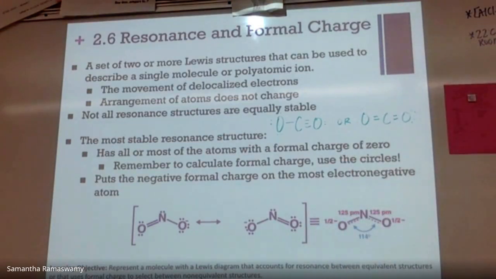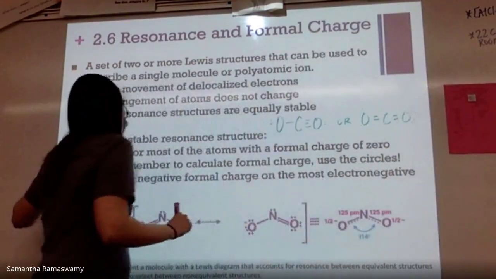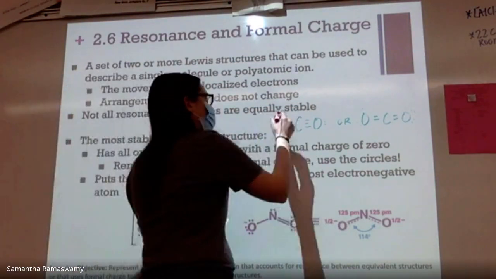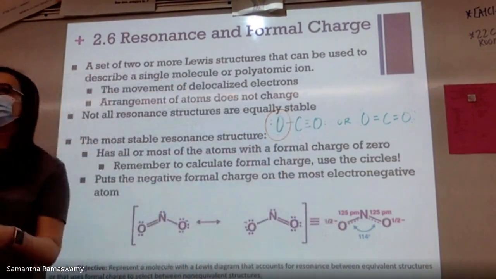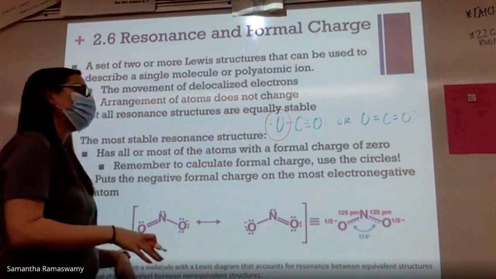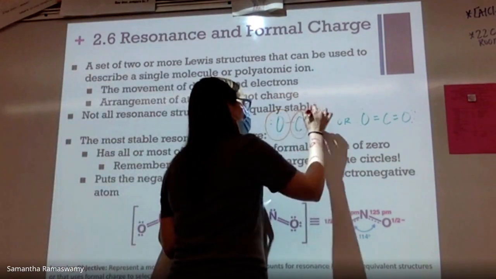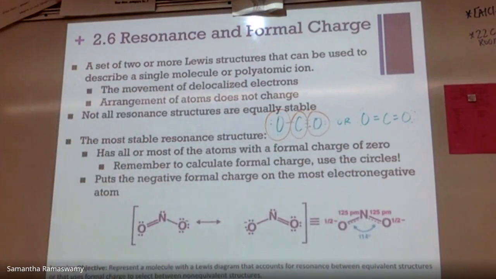Now remember I gave you a hint and I said the more symmetric, the better. But that can't be our reason as to why it's the better structure. Our reason has to be formal charge. So here I said, remember when you want to calculate formal charge, use the circles. Now, you actually have a formula you could use. I don't ever teach the formula. I just teach the circle method. The circle method, you draw a circle around every atom and you split the bonds in half.